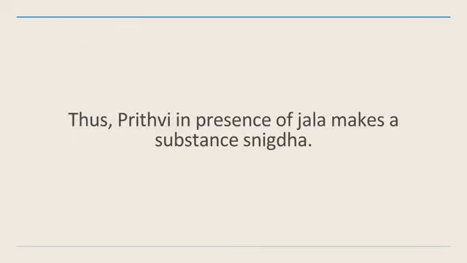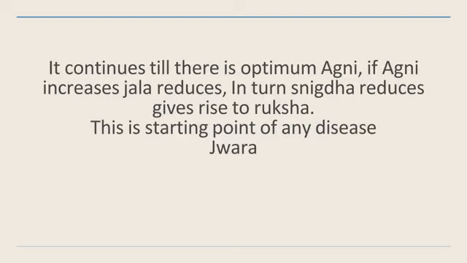Thus the prithvi in presence of jala makes a substance snigdha. This concept stays true in every aspect. It continues till there is optimum agni. If agni increases, jala will reduce because agni will evaporate the jala. In turn, snigdha reduces, giving rise to ruksha. This is the starting point of any disease. We call it jwara.